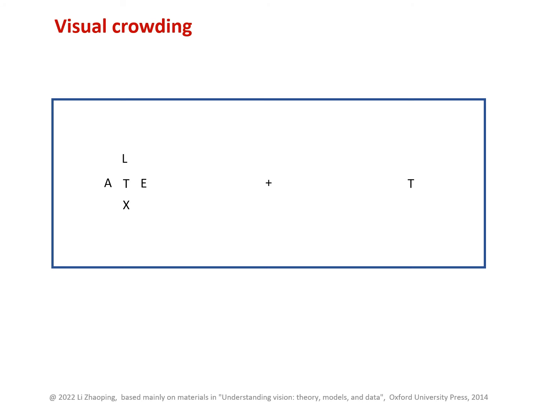This is visual crowding caused by something in the brain, not in the eye. If you move your gaze to it, now you can see the letter T clearly. So crowding is present in peripheral vision, but not in central vision.